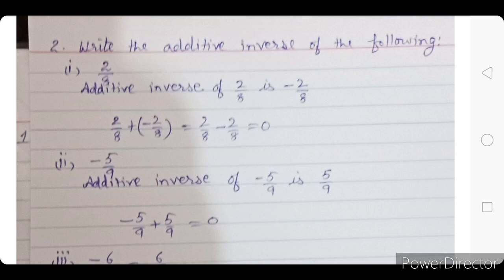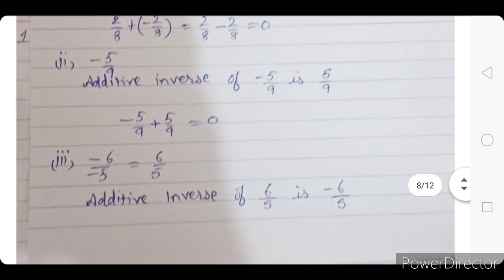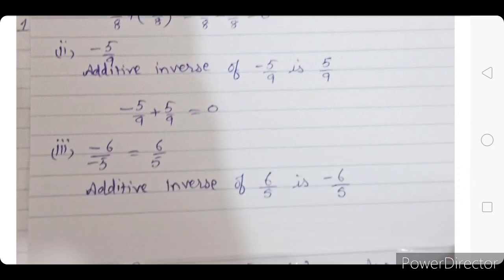So minus 5 by 9, additive inverse of minus 5 by 9 is 5 by 9, and when we add this, answer is 0. So this is the additive inverse. And the other name of additive inverse is just the change of sign. Here you can see minus 6 upon minus 5. Minus and minus is cancelled. 6 upon 5 is there. Now we will take the additive inverse of it. It will be minus 6 upon 5.